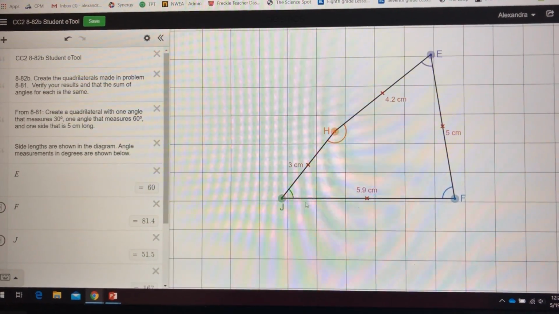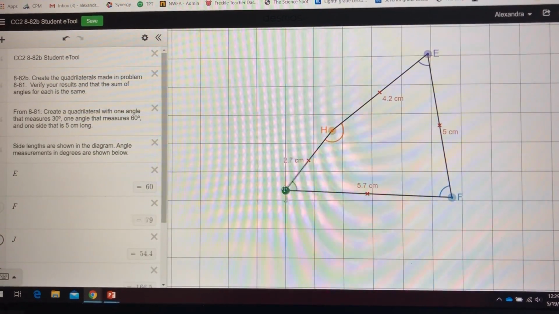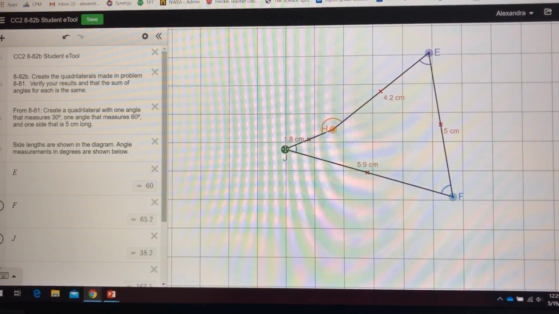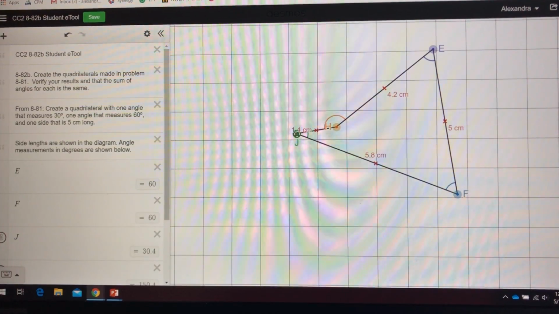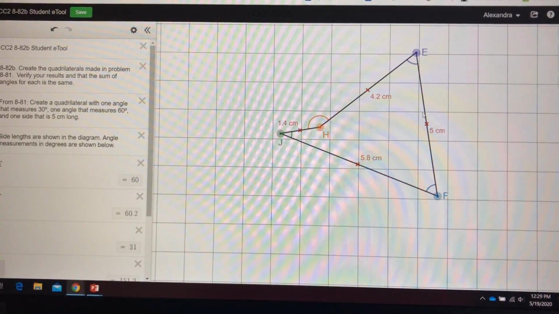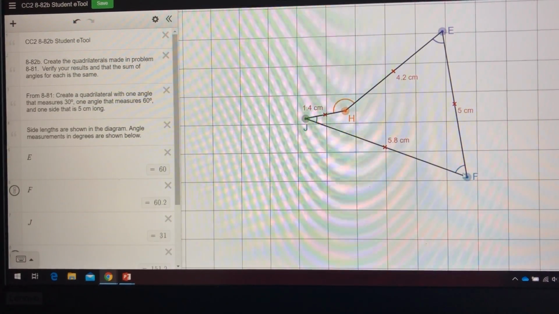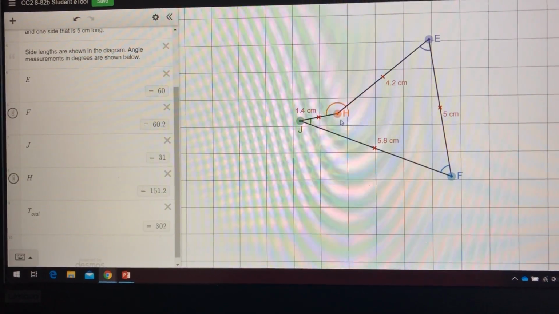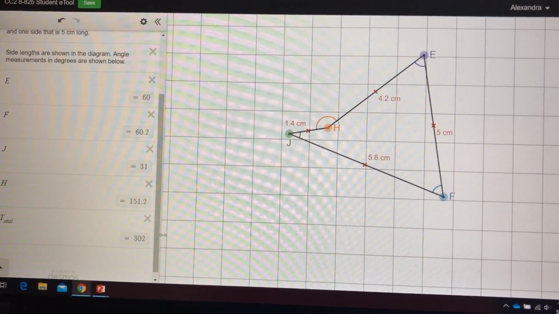Let's see. And that one's still 5 centimeters. Let's try to make this one smaller. I'm looking for 30. We're looking for 30. Oh, right there. Almost. It's 31. So here's our quadrilateral. Still has a side of 5 centimeters. Angle E is 60. Angle F is 60.2. Angle J is 31. And then angle H is 151.2. It's a big, obtuse angle. So they all add up to be 302.